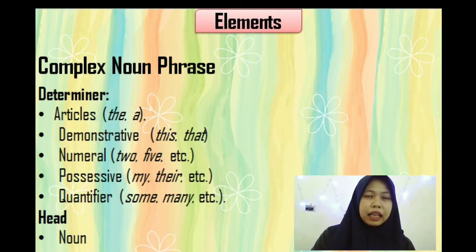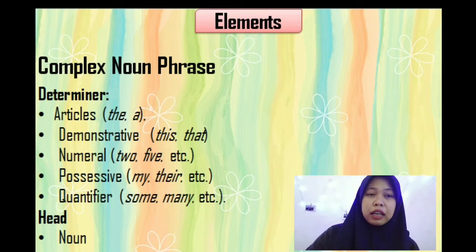Well, the next is the elements of a complex noun phrase. Actually, it has the similarity with the basic noun phrase, but there are also the differences. So, let's see what are the differences and the similarity of these elements. For the determiner, in this slide, you can see the articles, for example, like the or a, and the demonstrative is like this and that.